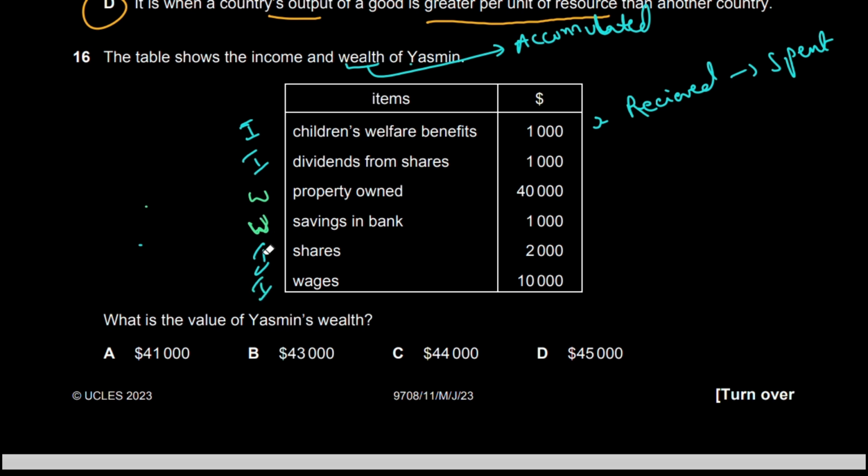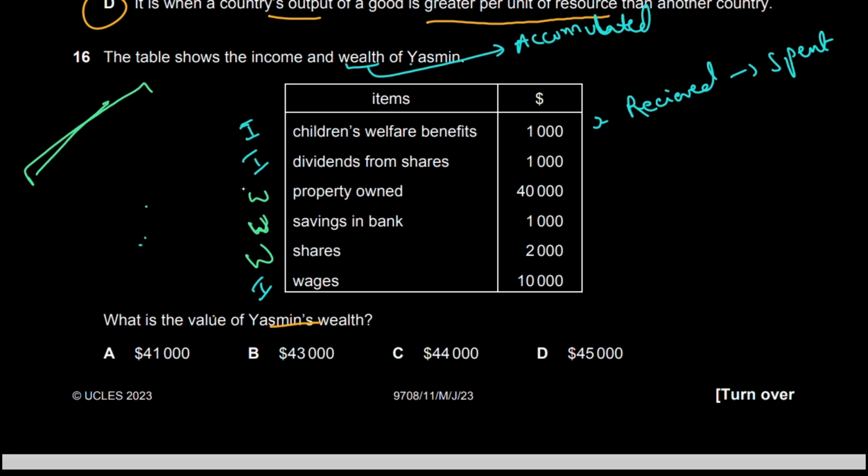Sorry, shares are basically our wealth, as when we buy shares, we keep them for a long period of time. Okay, and then we can sell them, and when we buy them, we have a specific value that is constant over the entire time. Okay, and we don't spend it, basically we earn from it. Hence shares are wealth, wages are income. So the question is asking what is the value of Yasmin's wealth.